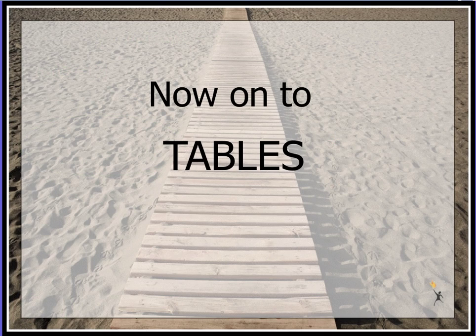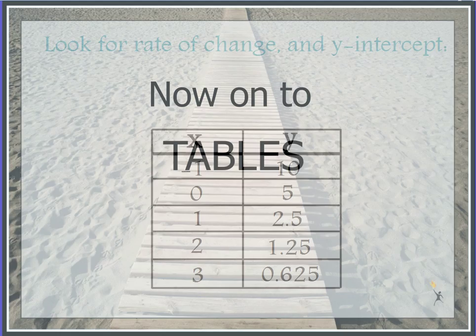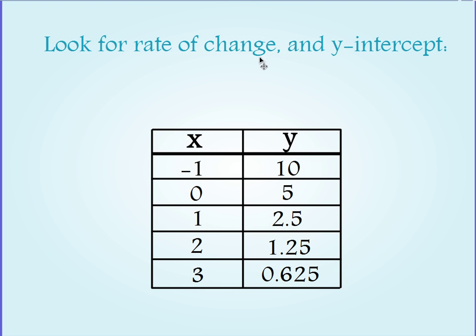Now on to tables. Just like with linear equations, we need to find the rate of change, or slope, and the y-intercept. You can see the y-intercept by finding the point where x is 0. The y-intercept is going to be at the point (0, 5), or I can just say the y-intercept is 5. Now to find the rate of change, remember these are exponential functions. They're going to be a little bit different than linear.